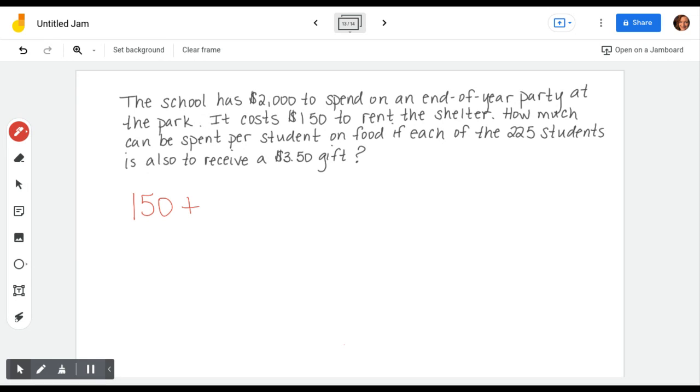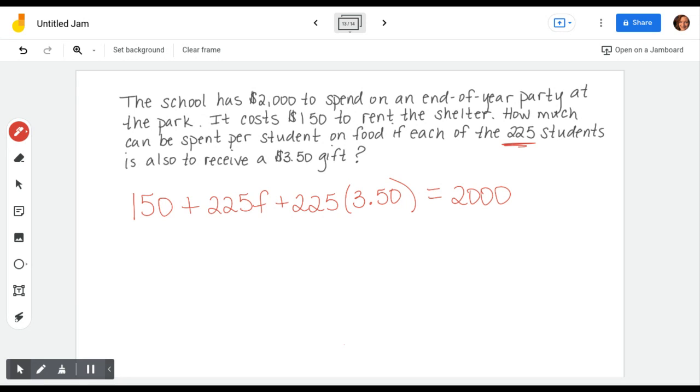Plus, there's 225 students, it says right here, and we need to get them food. So that's 225 times whatever the cost of that food is. Plus, we're also getting each student a gift. So that's 225 times whatever this $3.50 gift is. And all together, I've got $2,000 to work with.